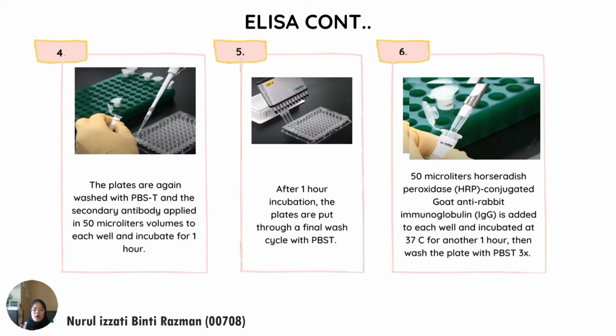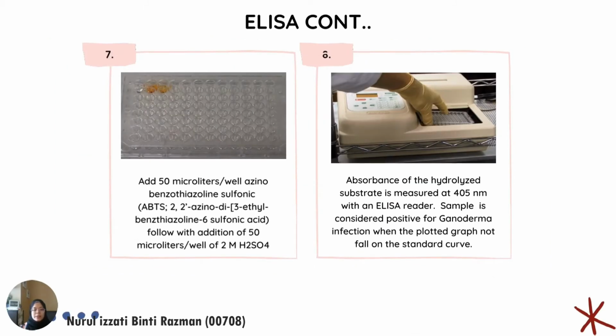another 1 hour. Seventh, add 50 microliters to each well of the enzyme substrate, ABTS (2,2'-azino-bis(3-ethylbenzothiazoline-6-sulfonic acid)), and follow with addition of 50 microliters of 2 molar H2SO4. Eighth, absorbance of the hydrolyzed substrate is measured at 405 nm with an ELISA reader. A sample is considered positive for Ganoderma infection when the reading does not fall on the standard curve. So that's how ELISA PAD works in diagnosing the Ganoderma disease.